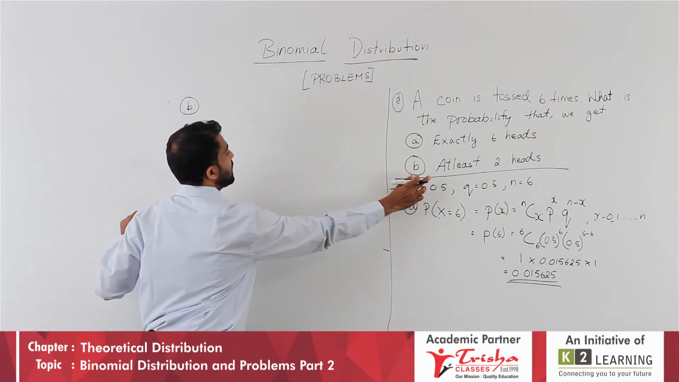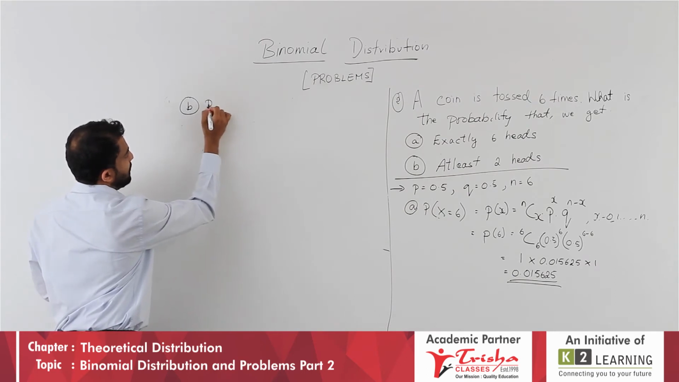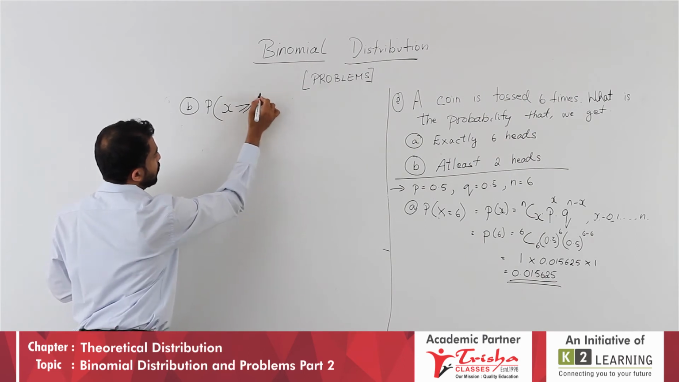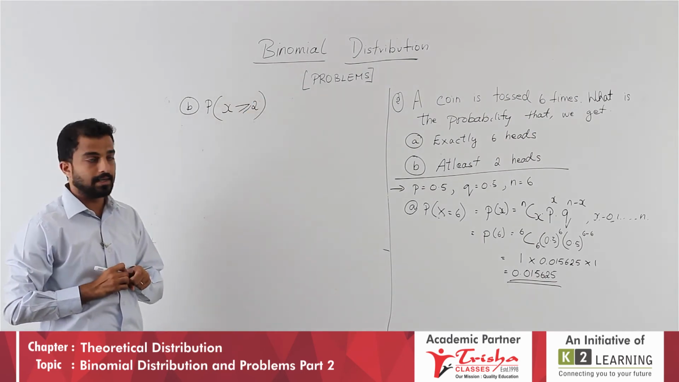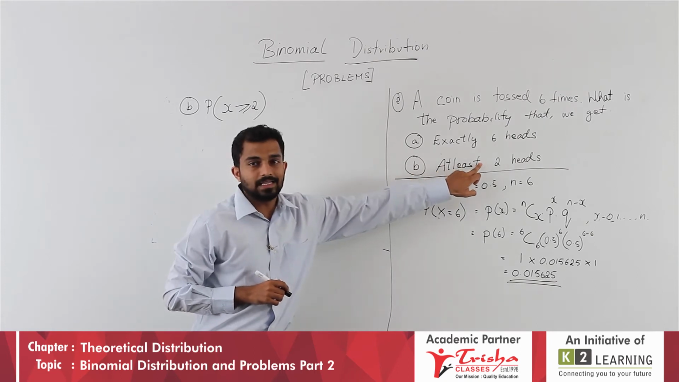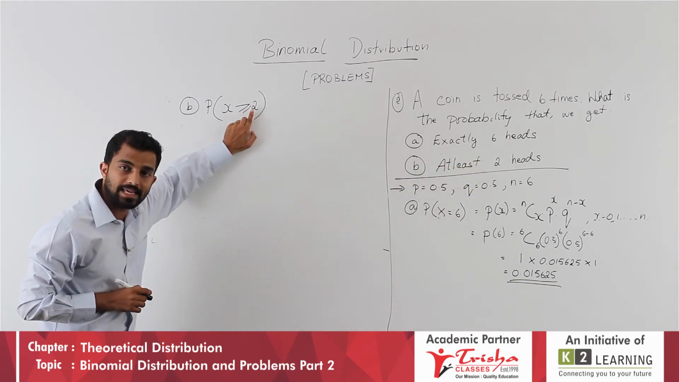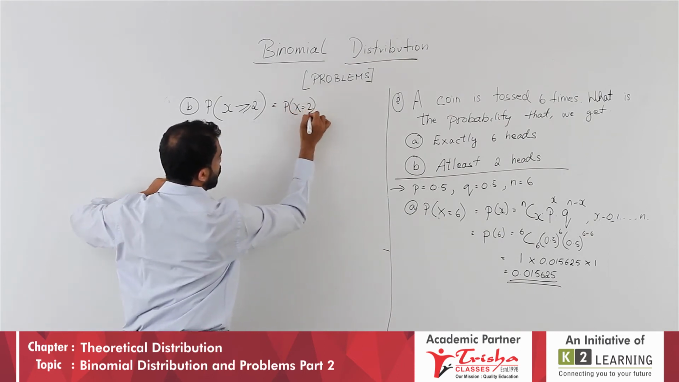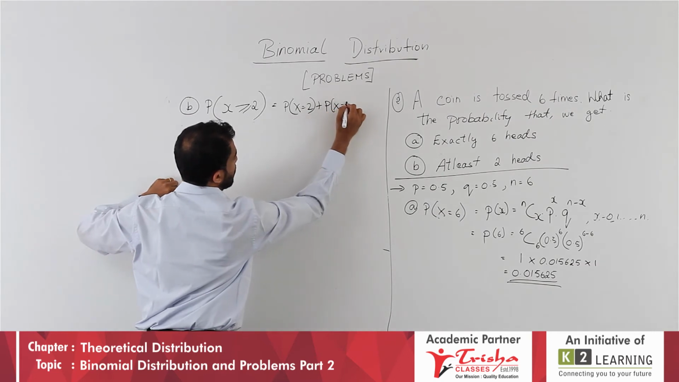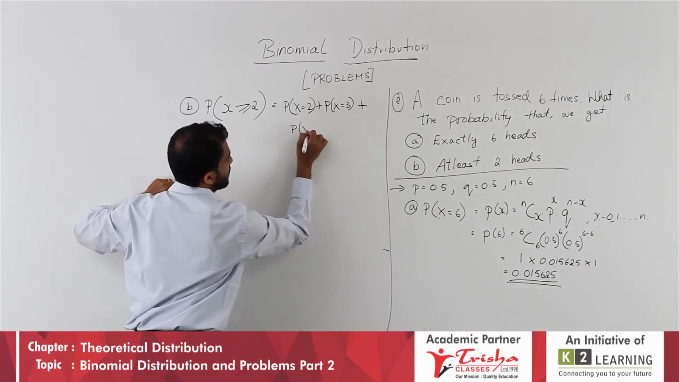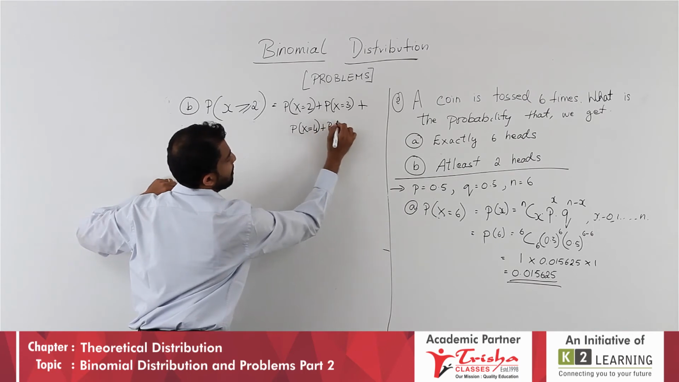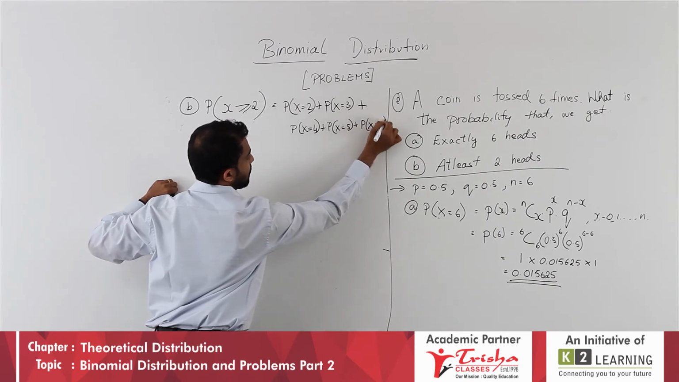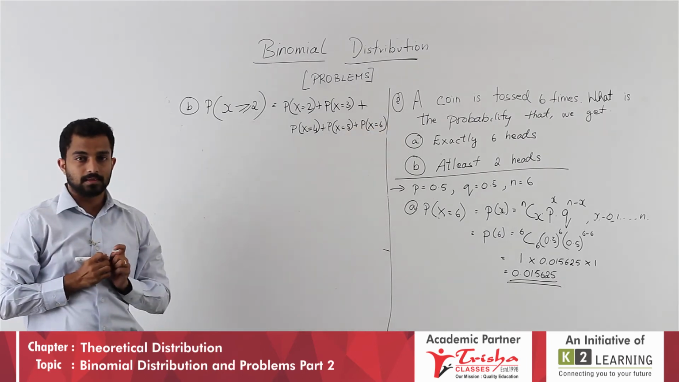Firstly, they have told at least 2 heads. That is nothing but P of x greater than or equal to 2. Remember, students, whenever they have given at least 2, we will include even 2. That is nothing but P of x is equal to 2 plus P of x is equal to 3 plus P of x is equal to 4 plus P of x is equal to 5 plus P of x is equal to 6. We are talking about this.